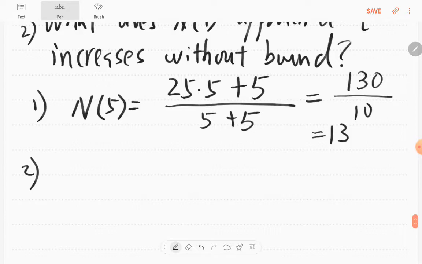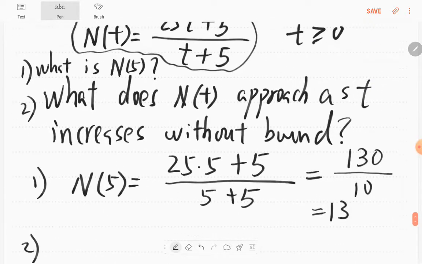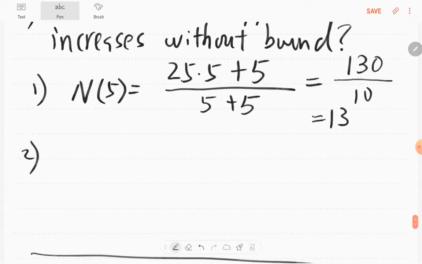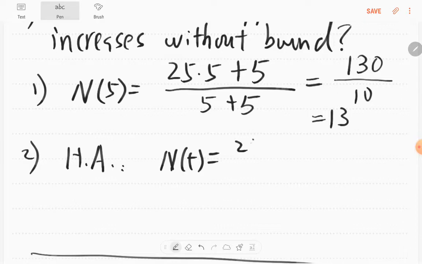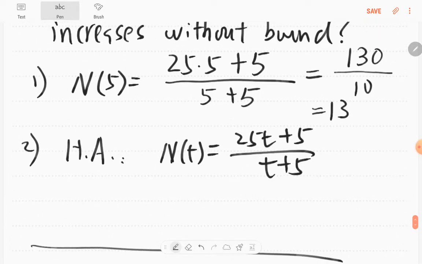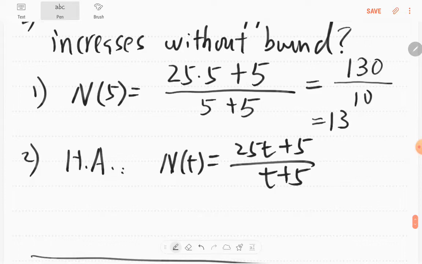Second, after a long time of on-the-job training, what does n approach as t increases? That means we need to find the horizontal asymptote. So let's rewrite this one: 25t plus 5 over t plus 5. For the horizontal asymptote, the degree of the numerator is 1, right? The power is 1. The denominator is also 1.